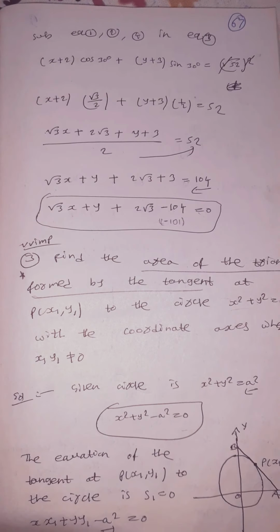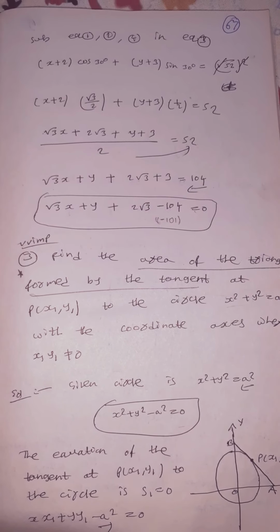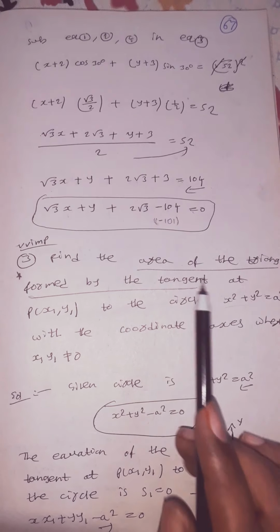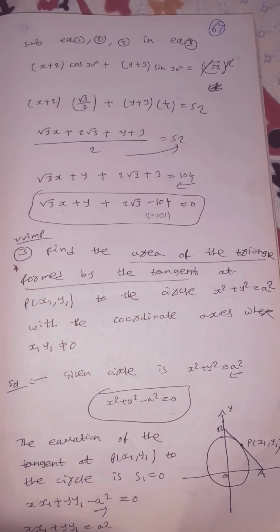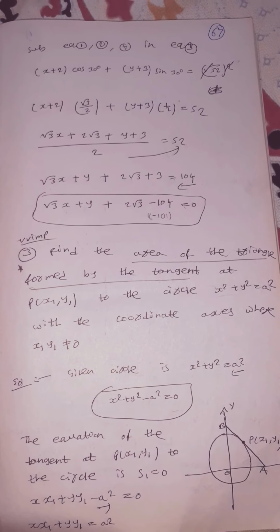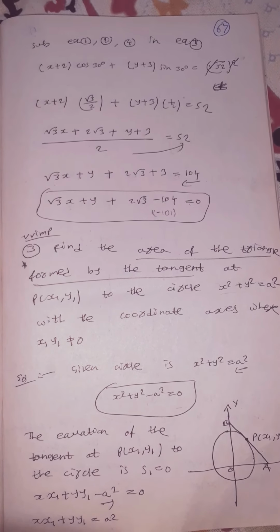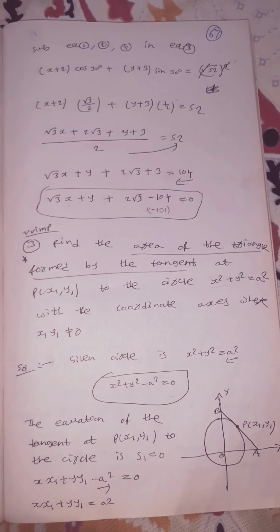Send 2 to that side. Division will become multiplication. So 52 into 2 is 104. Send 104 to this side. So root 3x plus y plus 2 root 3 minus 104 equal to 0, which is the required equation of tangent in parametric form.